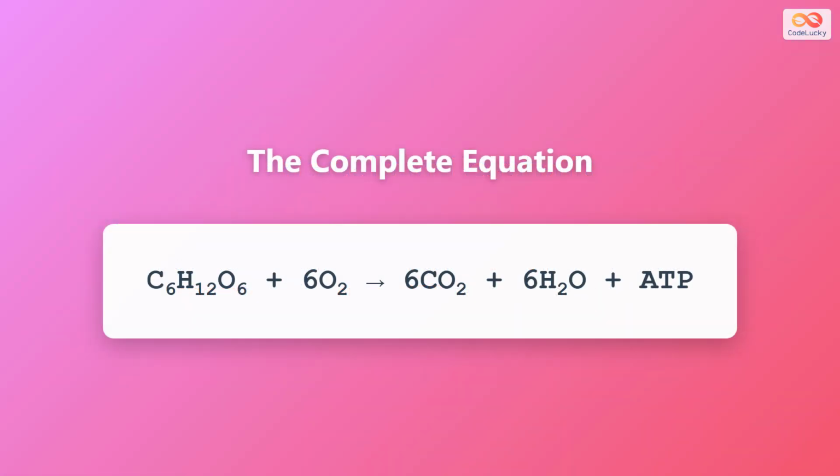Here's the complete equation for cellular respiration. C₆H₁₂O₆ plus 6O₂ yields 6CO₂ plus 6H₂O plus ATP. Let's break down what each part means. C₆H₁₂O₆ is glucose, our starting fuel molecule. 6O₂ represents 6 molecules of oxygen gas. The arrow shows the direction of the reaction. On the right side, 6CO₂ is 6 molecules of carbon dioxide, 6H₂O is 6 molecules of water, and ATP is the energy produced. This is a balanced chemical equation showing exactly what goes in and what comes out.